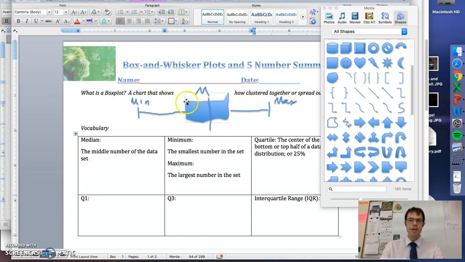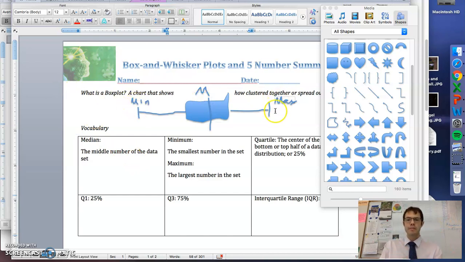Now up here on our chart, these are our quartiles. This is Q1 and this is Q3. So Q1 is going to be the 25% of the way mark. Q3 is our 75% of the way mark. And those are how I find where my box is. So this is the 5-number summary: the median, the minimum, the maximum, Q1, Q3. 5 numbers, 5-number summary. And that's how I create my box plot.